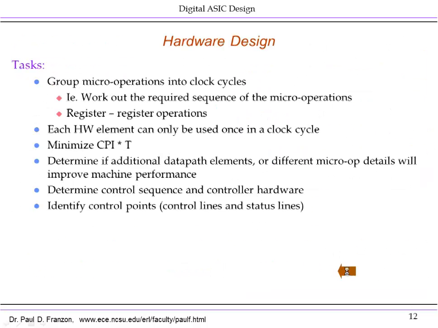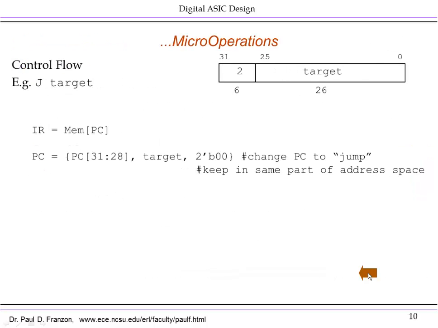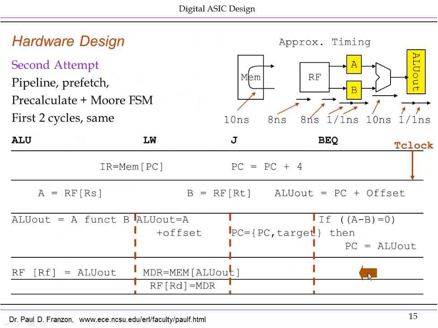Again, going back to here, we actually calculated the branch address last. Well, since we now have a clock cycle in which the ALU wasn't otherwise being used, let's use the idle ALU to calculate the branch address. We then do our ALU operation, our address calculation for load word, our address calculation for jump by changing PC, and work out if we need to do the branch or not.